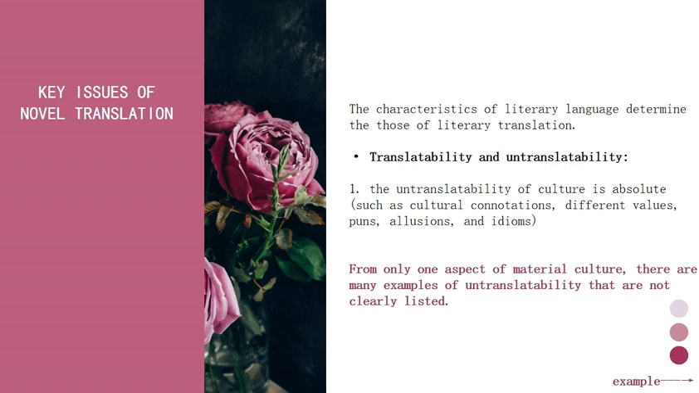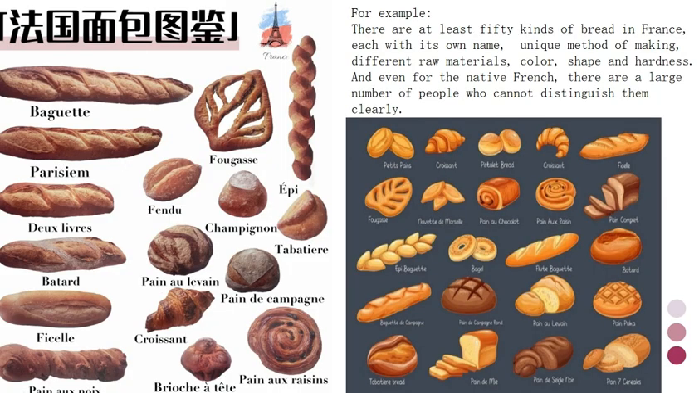in that region. For example, there are at least 50 kinds of bread in French, each with its own name, unique method of making, different raw materials, color, shape, and hardness. And even for native French people, there are a large number who cannot distinguish them clearly, or even call the exact names of them. Translating these brand names into Chinese is even more difficult. And we may wish to look at some different brand names.